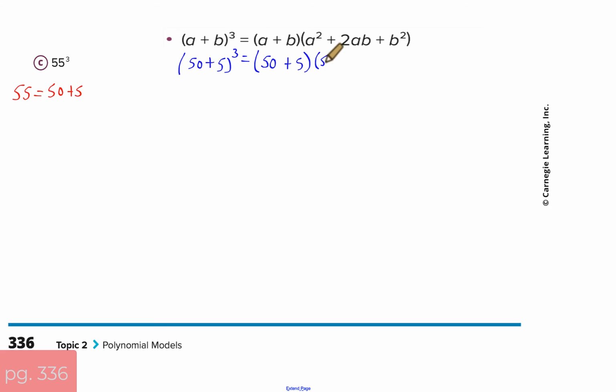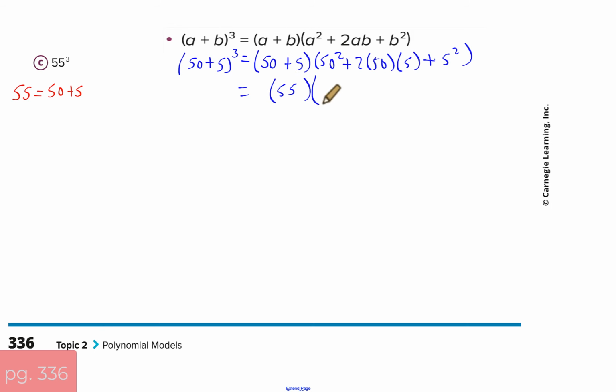So this is going to be 50 squared plus 2 times 50. I'm going to write with my parentheses. We've taught you how to do that. And then plus B squared. So that's going to be plus 5 squared. Now it's a matter of figuring this all out one step at a time.